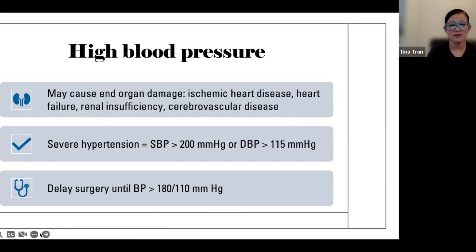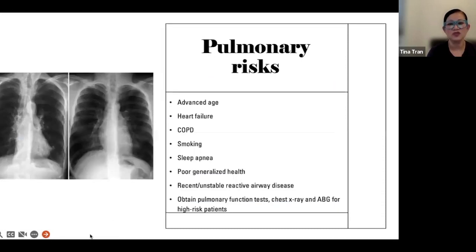There's some literature out there that says to delay surgery if the blood pressure is greater than 180 systolic and over 110 diastolic. The question you should ask yourself is, by delaying or postponing the surgery, what are you going to do to help get it to a range that is acceptable to proceed with surgery?